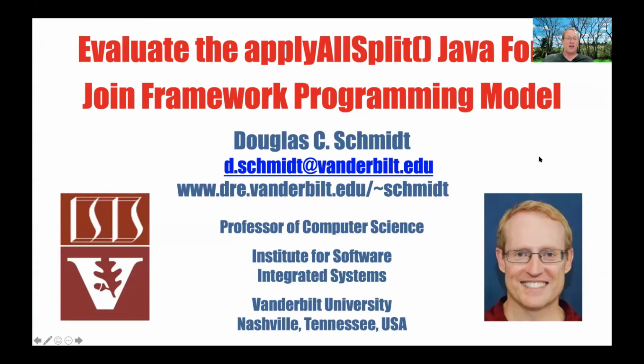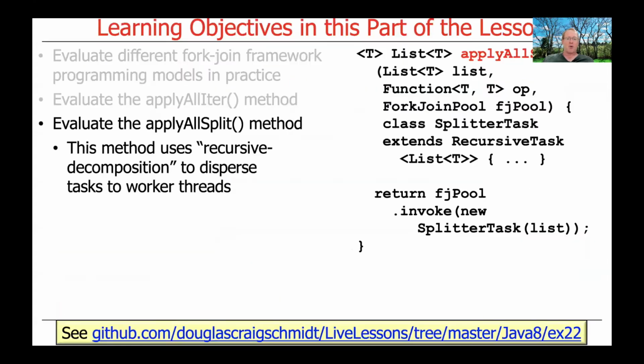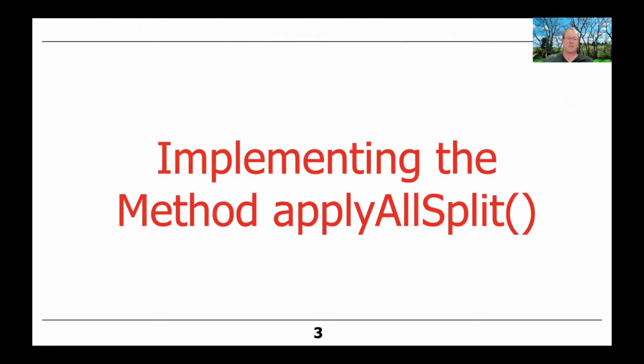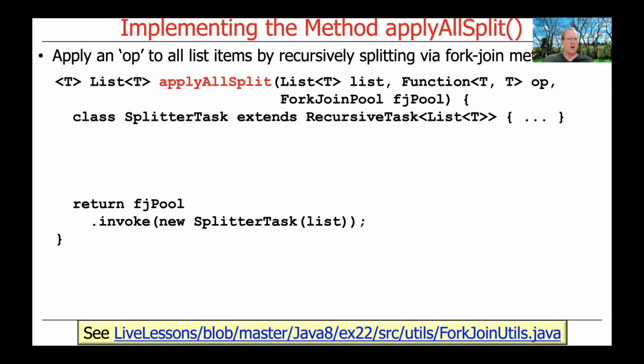So we're now going to talk about the applyAllSplit model of programming the Java fork join framework. This particular method uses recursive decomposition to disperse the tasks to the worker threads in the pool that we pass in as the parameter here. So again, the overall logic is the same as for applyAllIter, which we looked at before.